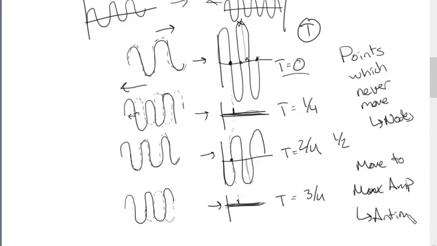Now tell me this, using your common sense or whatever you have. From one node to another node, how much of a wavelength is this? And from one antinode to another antinode? So antinode to antinode is what? Lambda or half lambda? Half lambda.